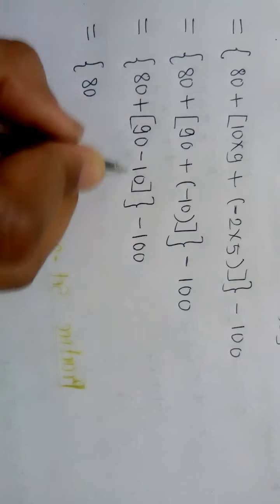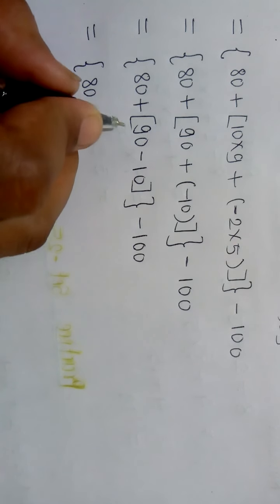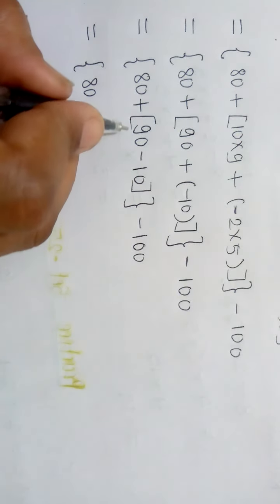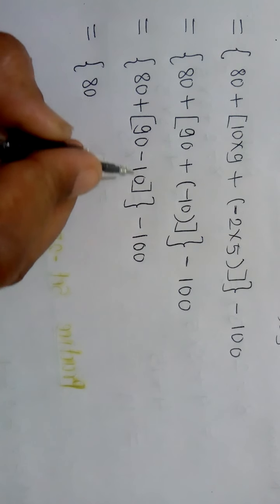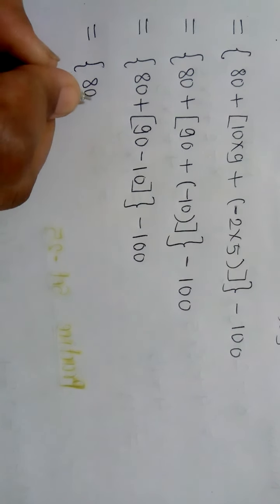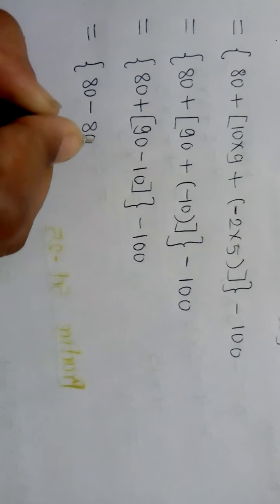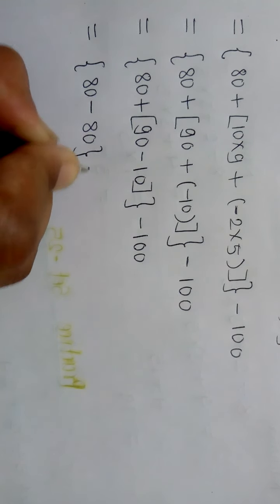Now here 80. Now we will solve this inner bracket. Only square bracket remain inside this curly bracket. So first we will solve that. Every time we have to solve inner brackets. आतल्या ज्या brackets आहेत त्या पहिल्या solve करून घ्यायच्या. So 90 minus 10. 90 minus 10 it is 80. So write here 80 curly bracket complete minus 100.